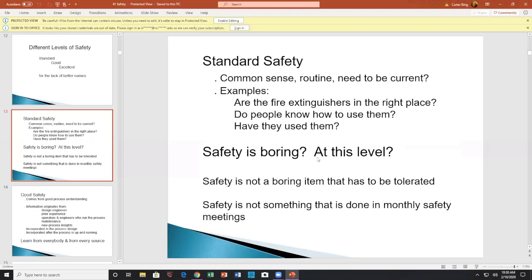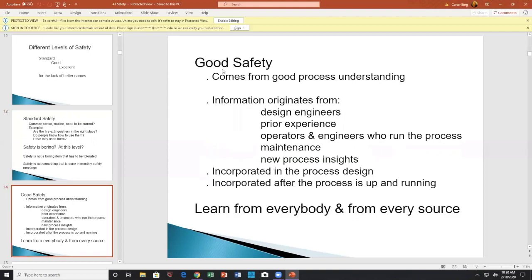That's a question. Safety is not a boring item that has to be tolerated. It should not be that. Safety is not something that is done monthly. It's done all the time. Good safety comes from good process understanding. That's very true. You must understand your process to have a safe operation.